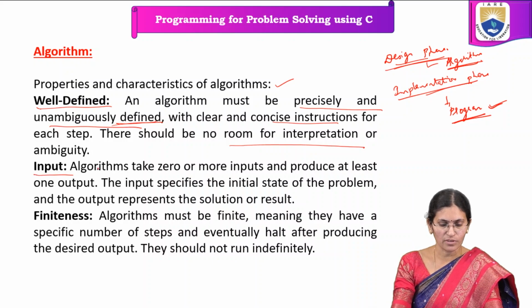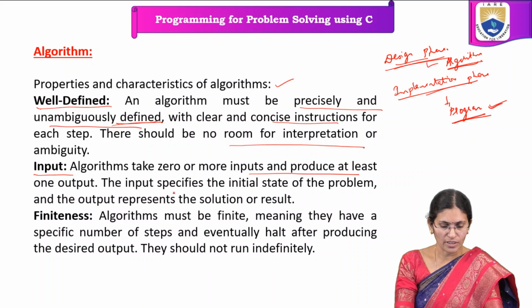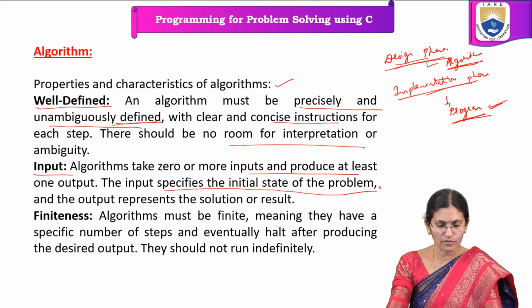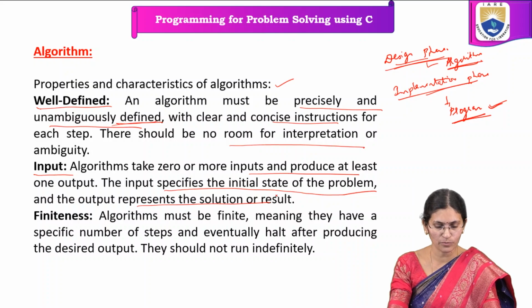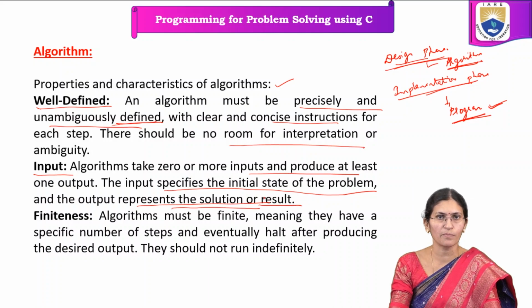Next one is input. Algorithms take zero or more inputs and produce at least one output. The input specifies the initial state of the problem and the output represents the solution or result of the problem. Output is the result or the solution you can expect.